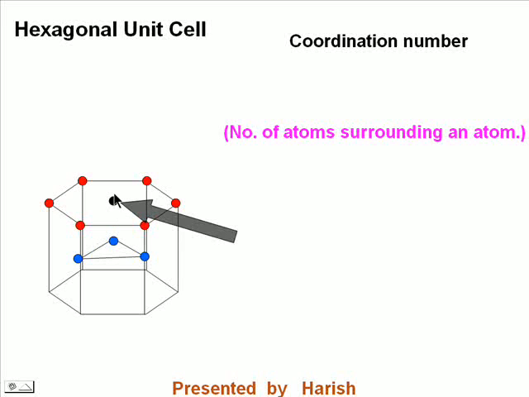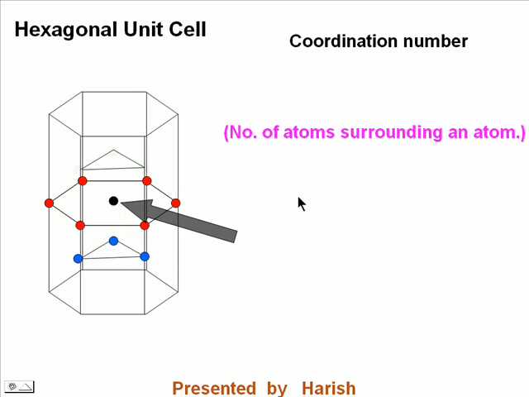So this one is not only touching these 6 red spheres. This is also touching these 3 blue spheres. So similarly you will have 3 more blue spheres, blue atoms above this unit cell. So that will make coordination number 12 for hexagonal unit cell. Okay, this is about coordination number.